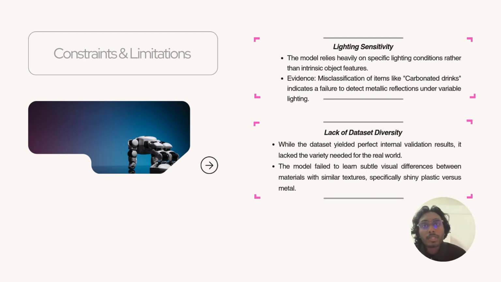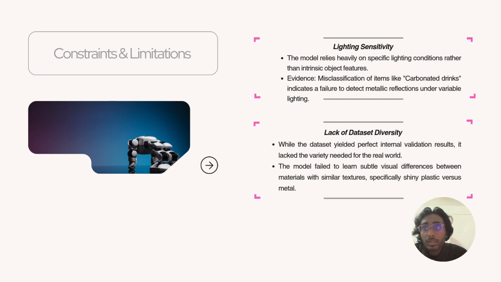The last part in the discussion is constraints and limitations. First is lighting sensitivity. The model relies heavily on specific lighting conditions rather than intrinsic object features. The evidence is misclassification of items like carbonated drinks, which indicates a failure to detect metallic reflection under variable lighting.